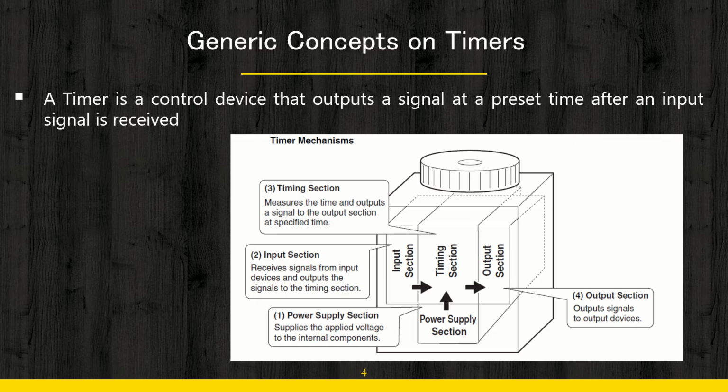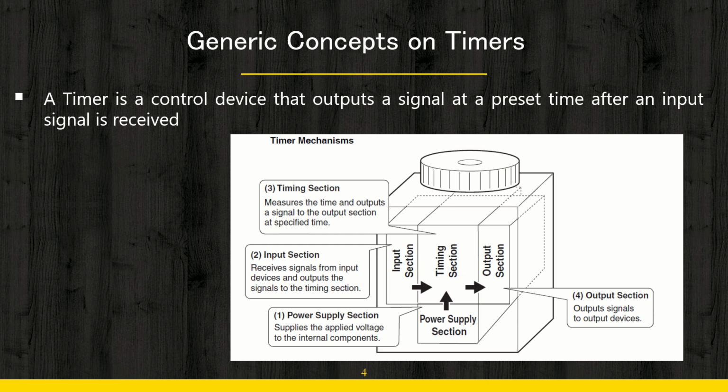The very basic 555 timer we have known from the early days of our electronics lectures. So with that concept, if we want to define a timer, then we can say that a timer is a control device that outputs a signal at a preset time after an input signal is received.